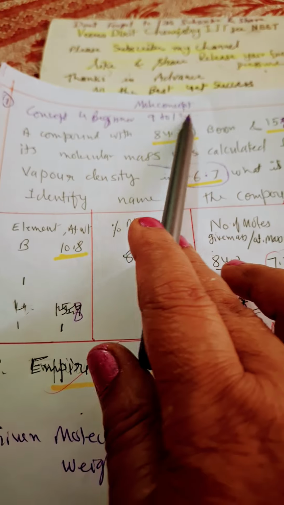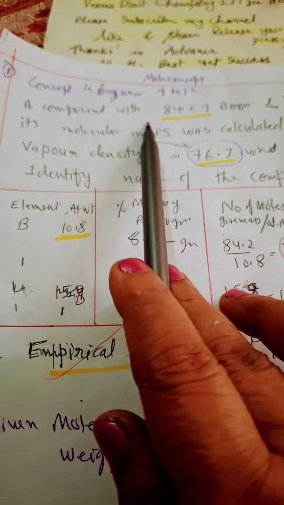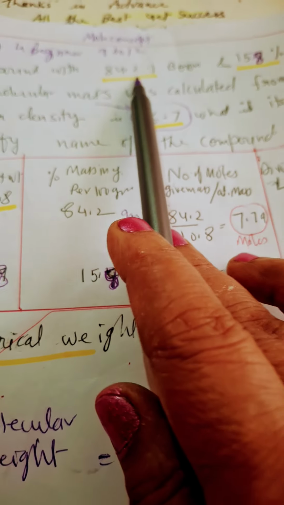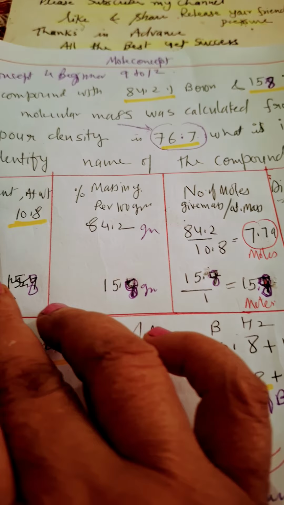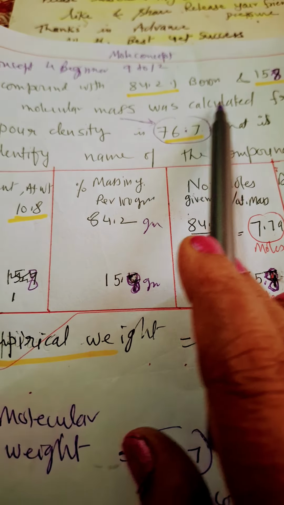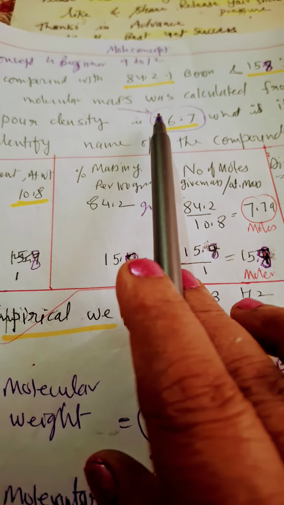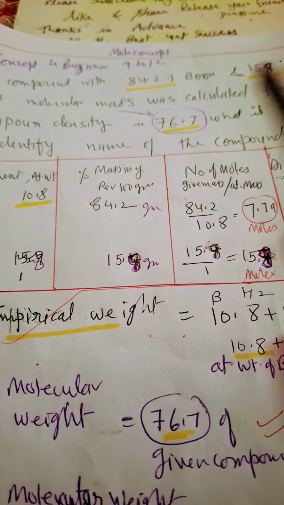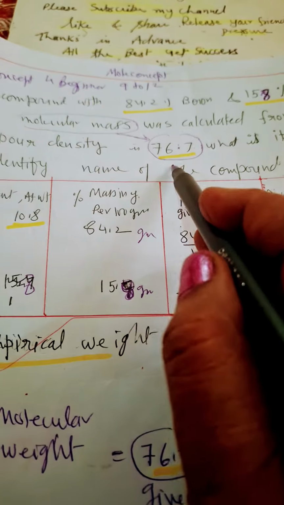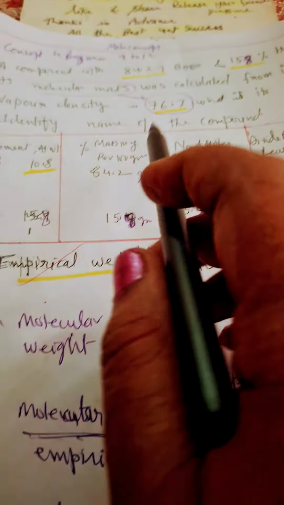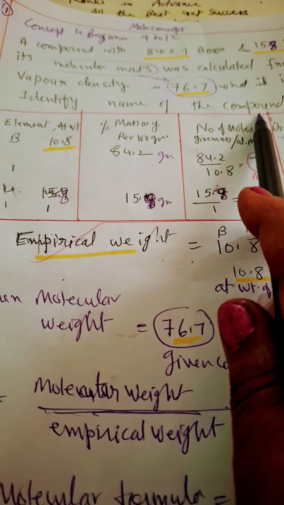Here we discuss mole concept. A compound with 84.2% boron and 15.8% hydrogen. Its molecular mass was calculated from its vapor density, that is 76.7. What does it mean? That means molecular mass is equal to 76.7. What is its molecular formula? Identify the name of the compound.